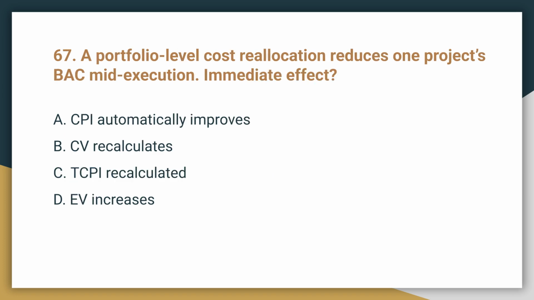Question 67. A portfolio-level cost reallocation reduces one project's BAC mid-execution. What is the immediate effect? The immediate effect is that the TCPI is recalculated. Changing the BAC changes the remaining work component of the TCPI calculation.